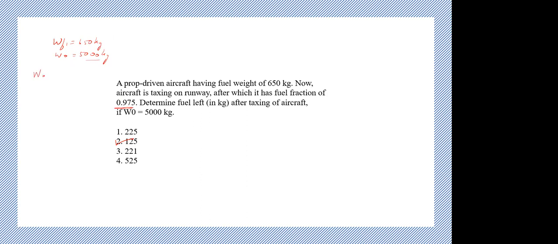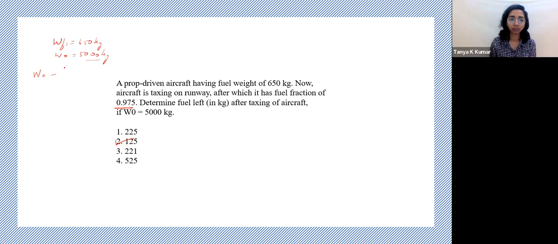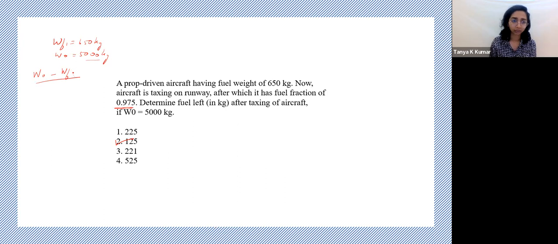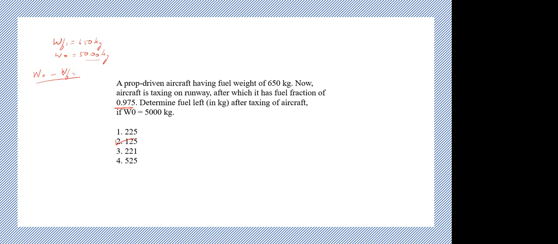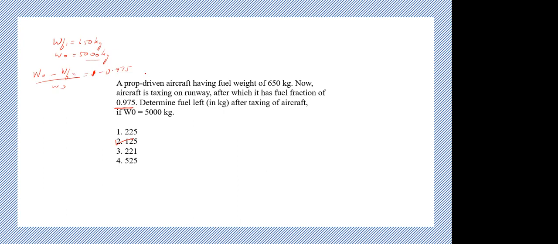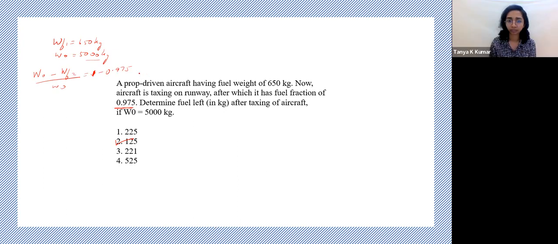So fuel fraction. Initially it was W naught, then minus how much fuel you consumed. Ma'am, actually fuel fraction is weight of the fuel upon the total weight. Yes, so it is 0.975. Isn't it a very large number for fuel fraction? 1 minus 0.975, this is the remaining fuel fraction. Yeah, it's the remaining fuel fraction.